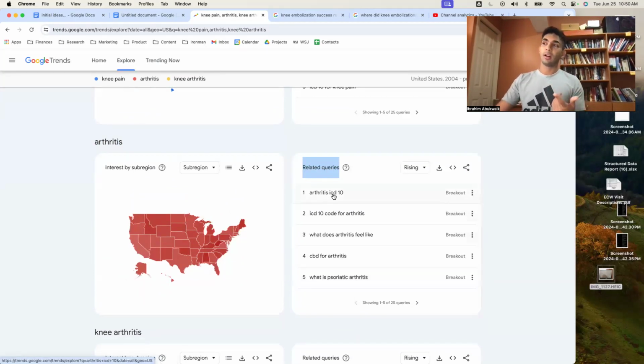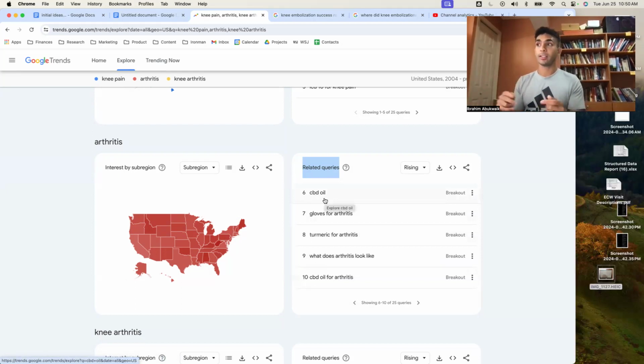I just know that the first two are related to a doctor's office. These are codes, right? I don't know what they're codes for, but I know they're codes. This is some person with arthritis trying to understand, do they have arthritis? So that's interesting, right? This is people looking for solutions.